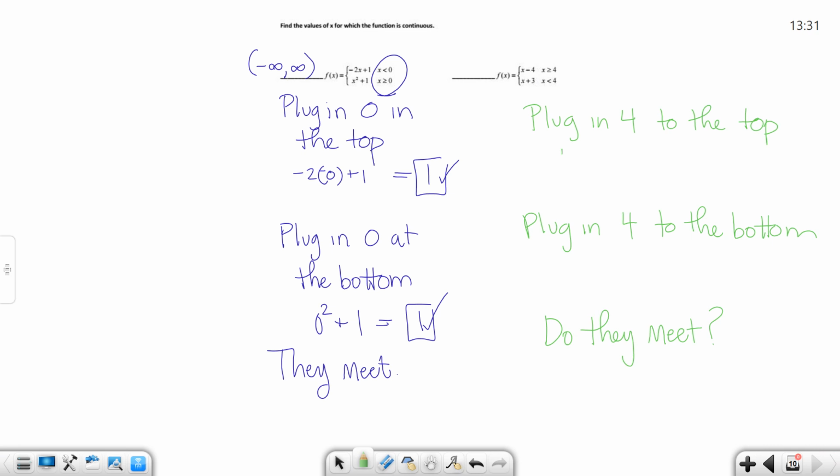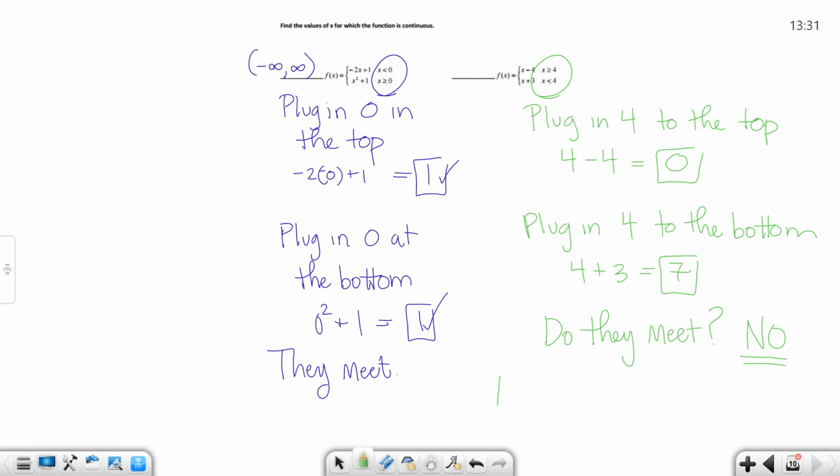If you plug in 4 in the top, you get 4 minus 4, so you get 0. If you plug in 4 in the bottom, you get 4 plus 3, so you get 7. Do they meet? No. Okay, so that means you're going to have a hole in the graph. Writing your answer is the tricky part. So I know that these graphs do not meet when x is 4. Okay, so 4 is the problem. Not 0, not 7. They don't meet when x is 4.